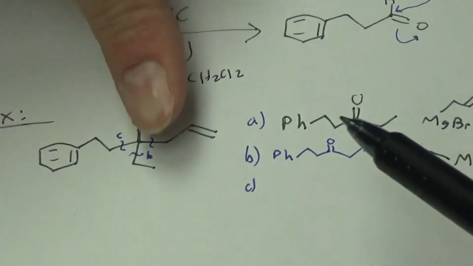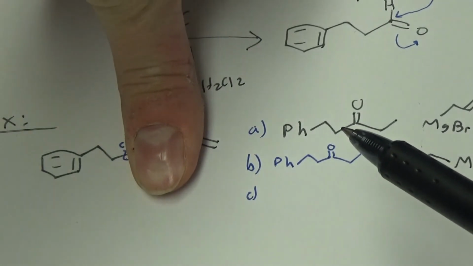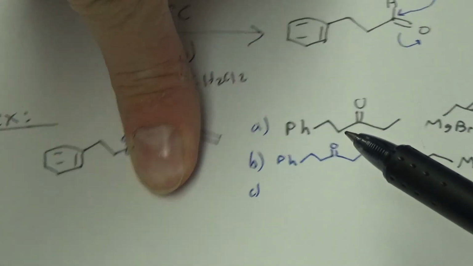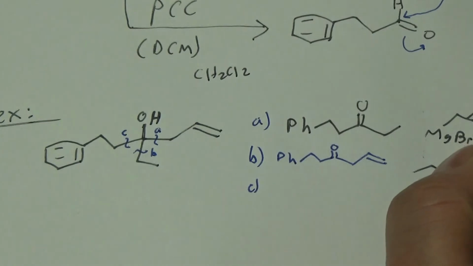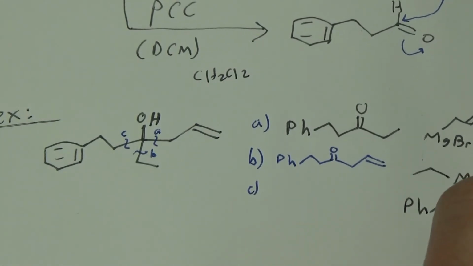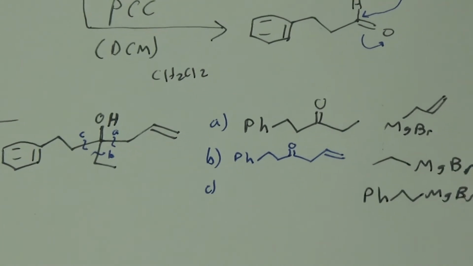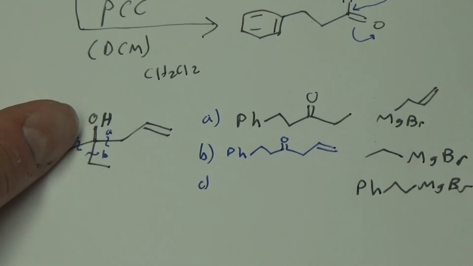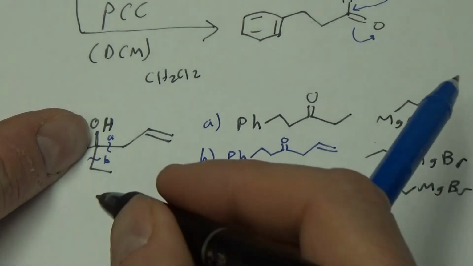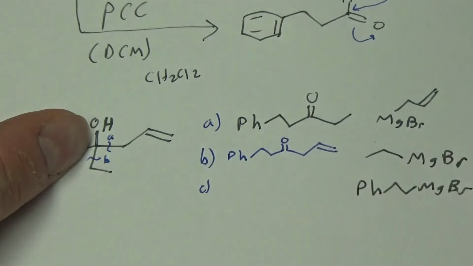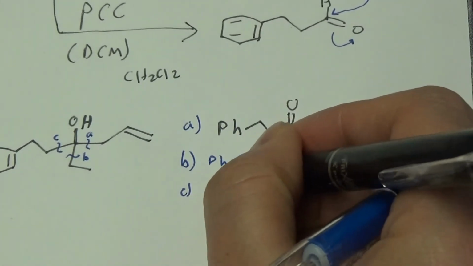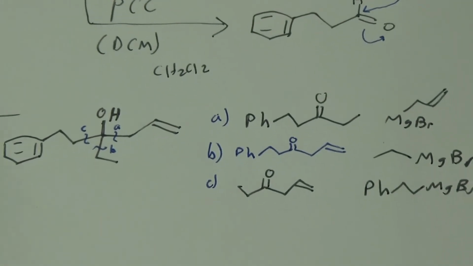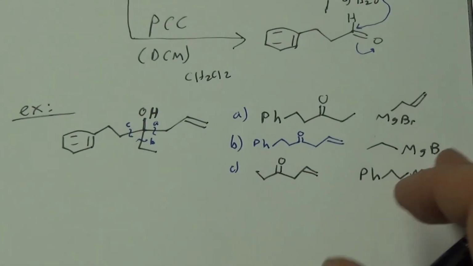Now what about for C? The Grignard part is going to be phenyl, CH2, MgBr. And what's the ketone? It's a ketone, and then there's an ethyl on one side and this other piece on the other side, right? Isn't that cool? So we just did three different retrosynthetic approaches to that molecule.